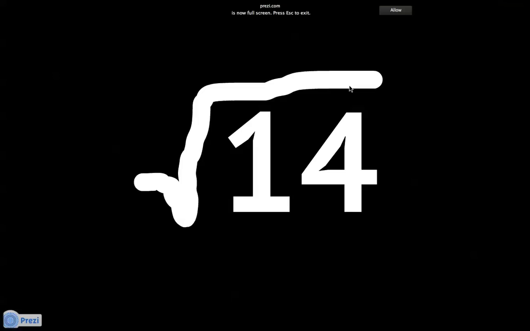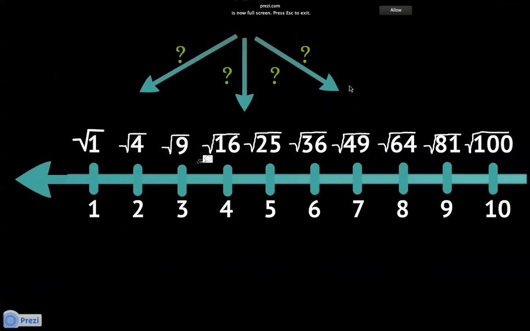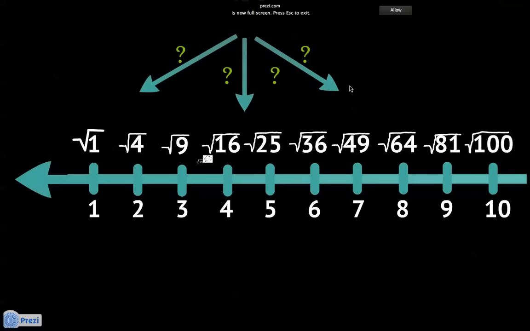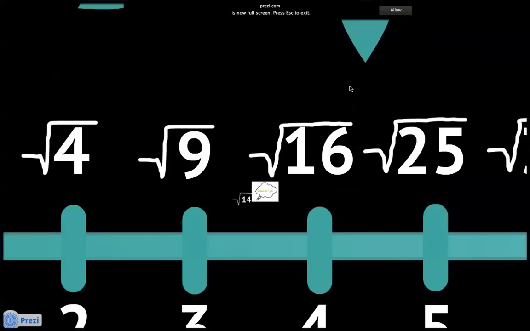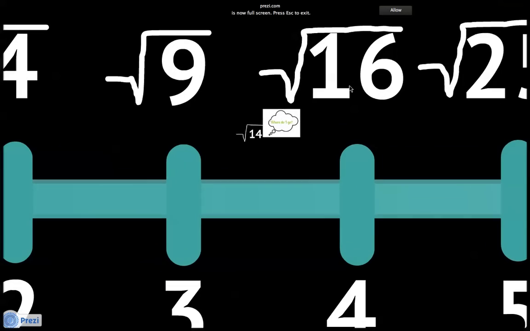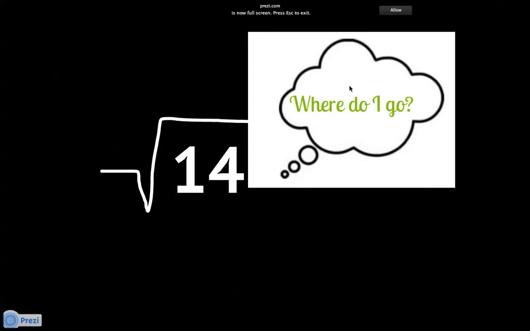All right, what is the square root of 14 if I can't use a calculator? Where does it go on this number line? Well, I know that the number 14 is between 9 and 16, so the square root of 14 must be somewhere between 3 and 4. Let's figure out exactly where it is, or at least round it to the nearest tenth.